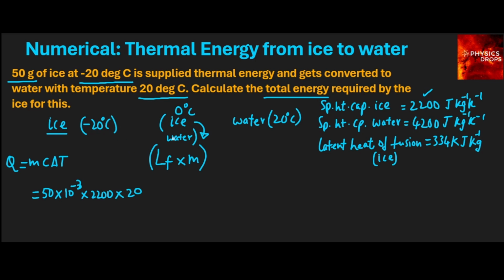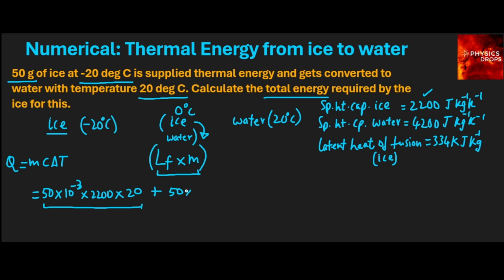But for certain cases, mind you, we need to take the temperature in Kelvin. Otherwise, it may not work. But here, Celsius is okay. So this is for step 1, minus 20 to 0. This is the energy required. Plus, at 0 degrees Celsius, latent heat of fusion of ice times the mass of ice.